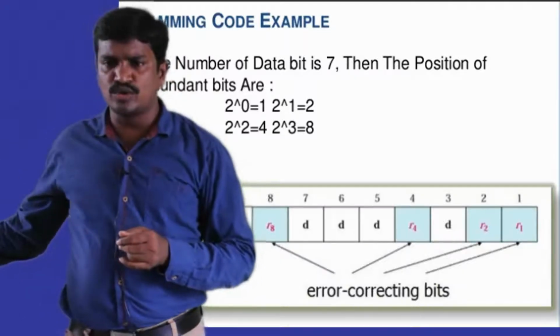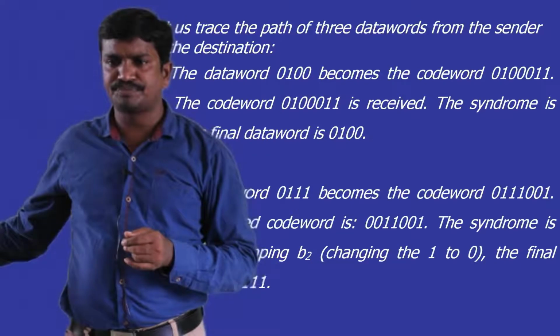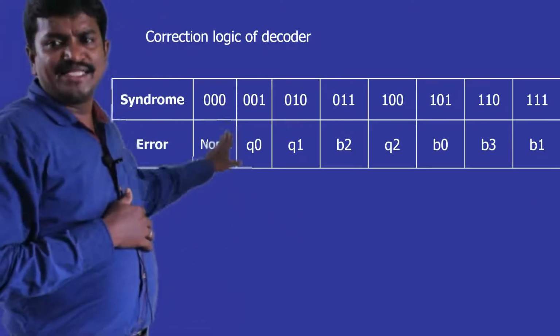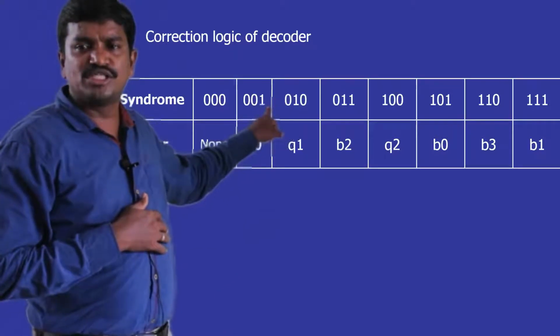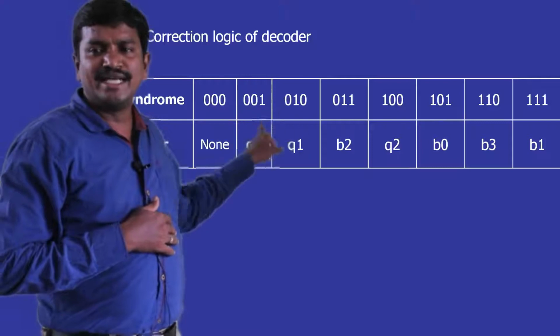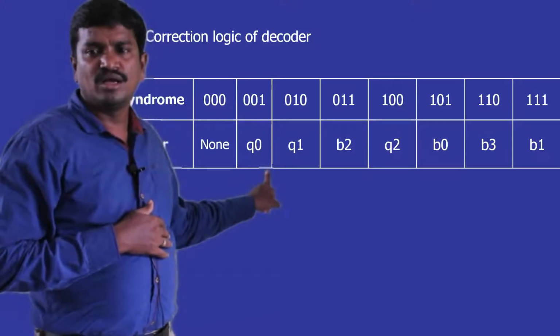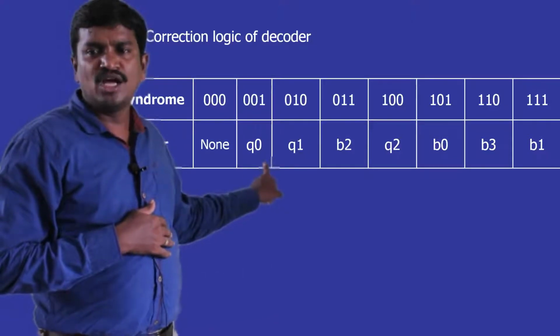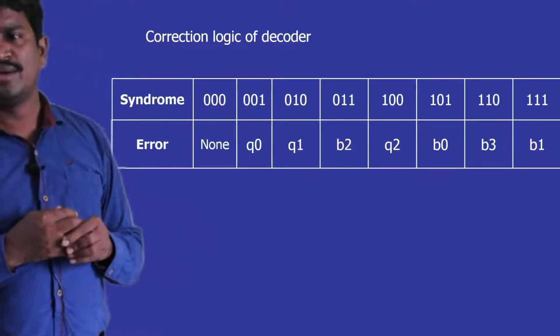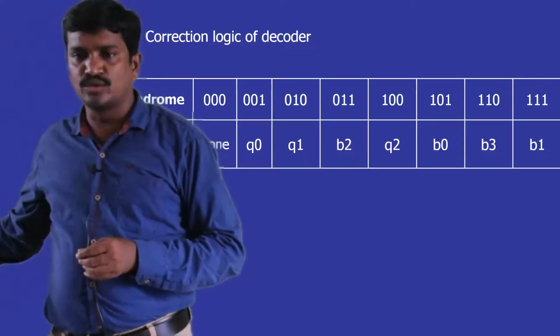Now let us go back to the example we were talking about, this one. Now when there is an error, let us say the syndrome value is given as 1. When the syndrome value is 1, it indicates that the problem is in Q0. So why is it Q0? Go back to the equations.